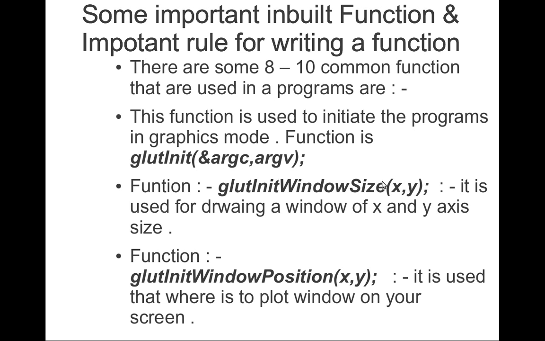This function, glutInitWindowSize, represents the window size on the x and y axis. You have to give integer values for the x and y axis here. And the next function is glutInitWindowPosition. glutInitWindowPosition is used to set where the window is to be placed on your screen.